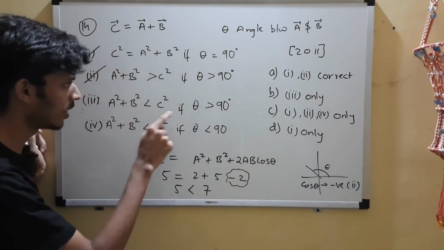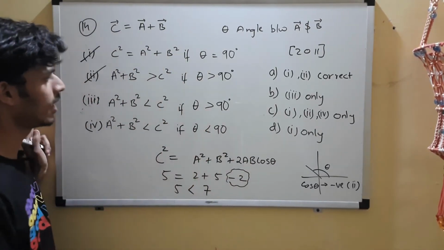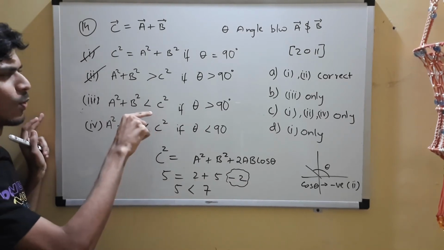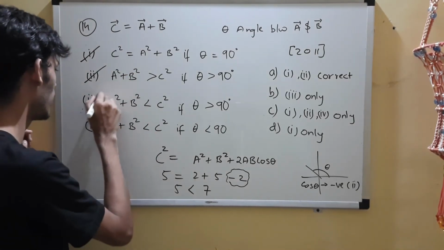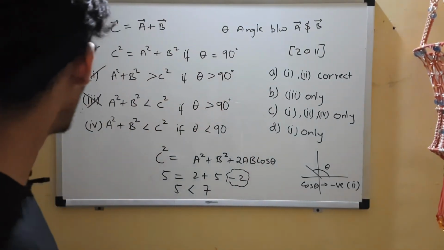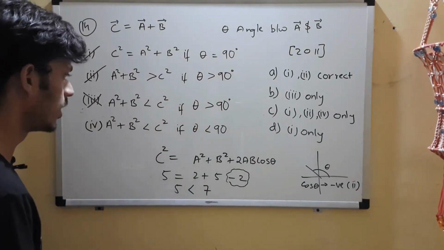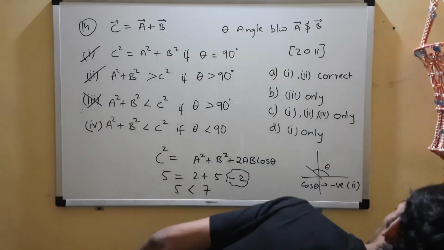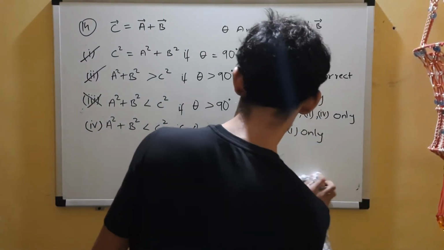Because if you see, it says if theta is greater than 90, a square plus b square is less than c square. This is a contradiction to the second one, which we proved to be true. So the third one is wrong. Now coming to the last one, it says if theta is less than 90. Let's take that case into consideration.